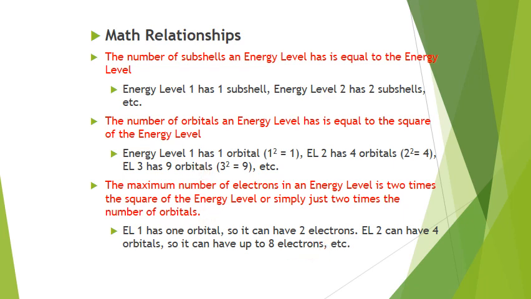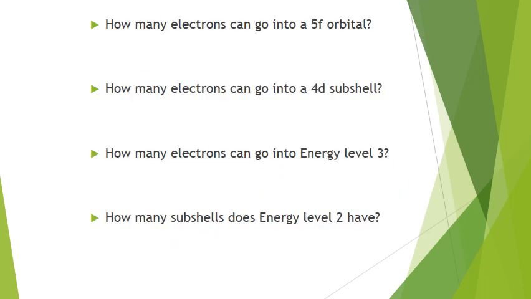And we'll do a practice here. How many electrons can go into an F orbital? Okay. All right. Now, the key word here is orbital. Whenever you hear orbital, the orbital can only take 2 electrons. Okay, that's it.